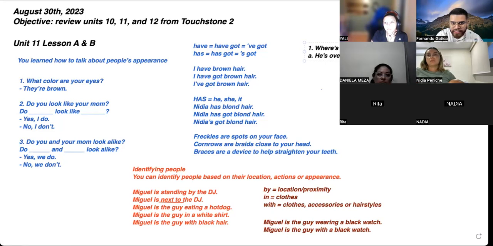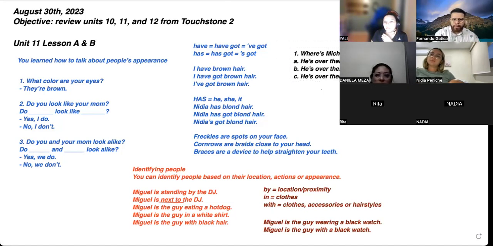A, he's over there, stand by the door. B, he's over there, standing next the door. Or C, he's over there by the door. All of them are possible, but which one is correct? He's over there by the door. Letter C is correct? Everybody agrees?